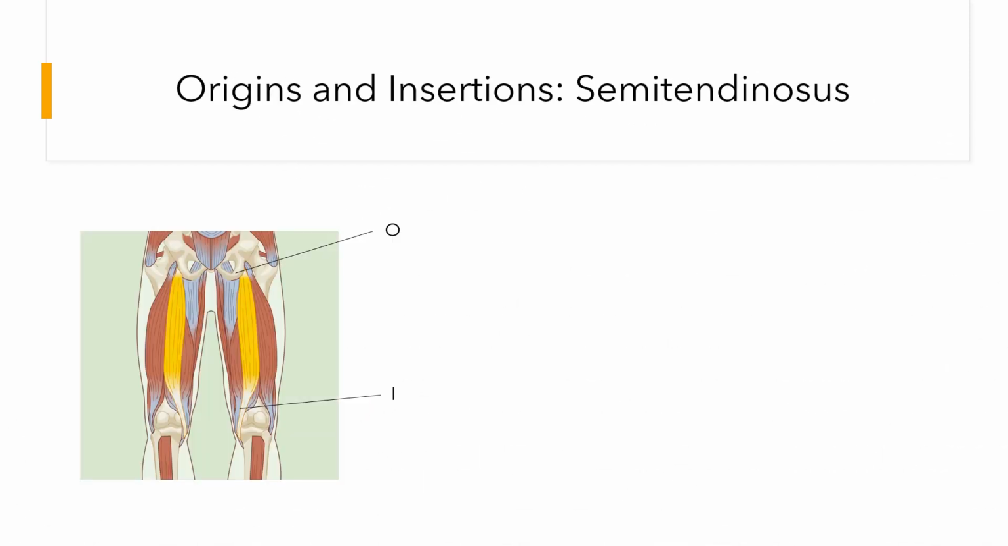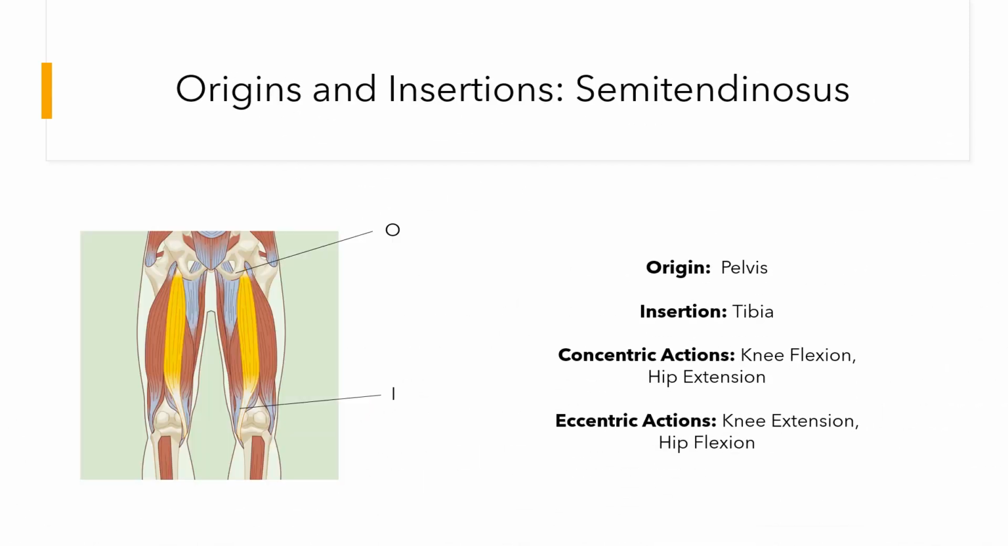Final muscle in the hamstrings is the semitendinosus, originates in the pelvis, also inserts into the tibia. But now this is only responsible for knee flexion and hip extension concentrically, and eccentrically knee extension, hip flexion. So no responsibility when it comes to internal and external rotation of the tibia.